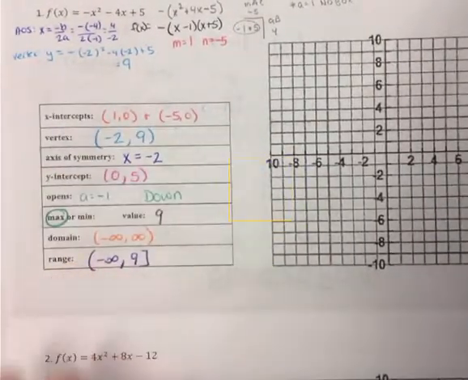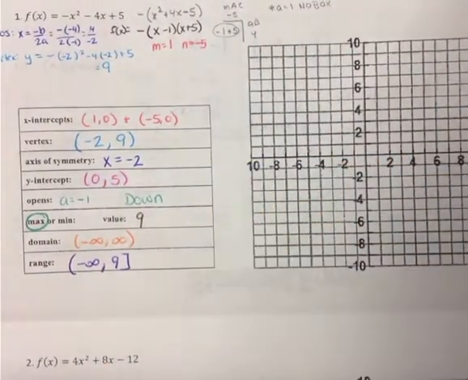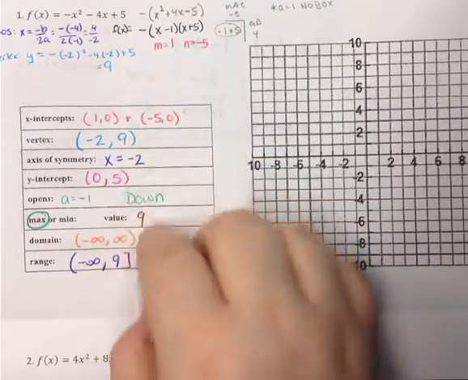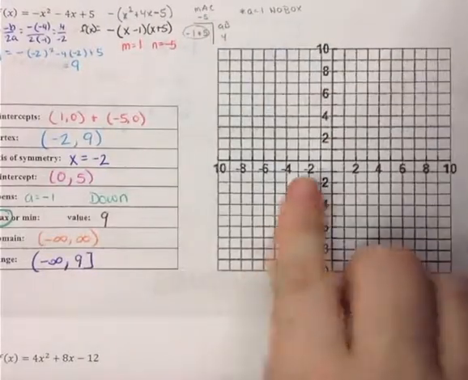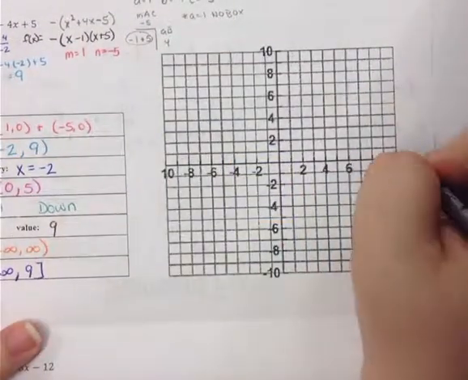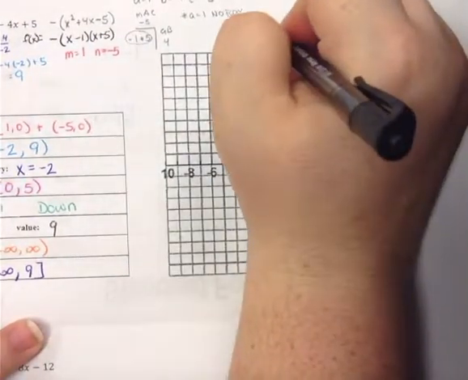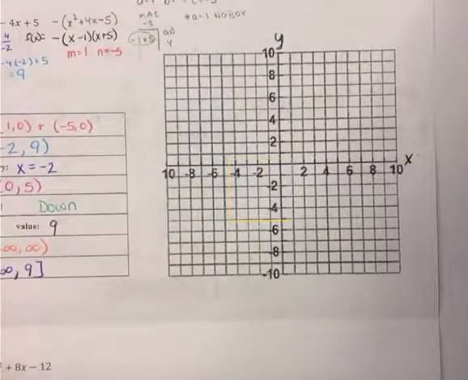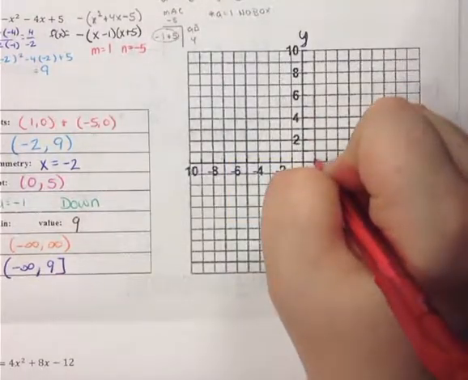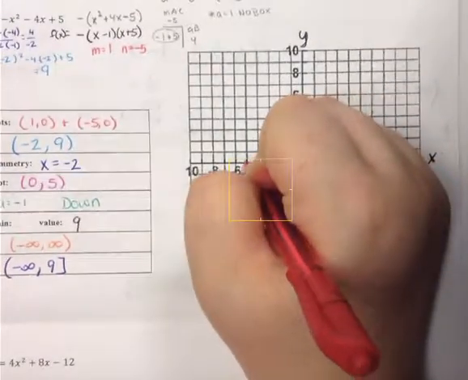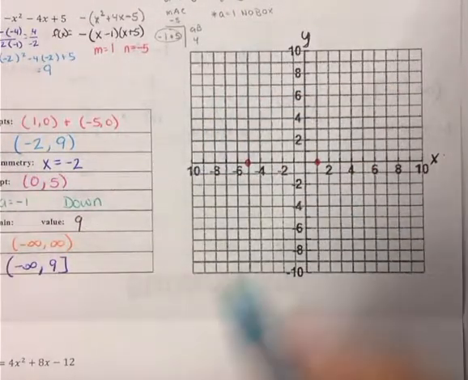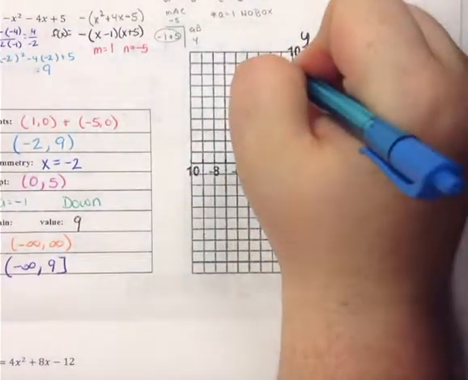Now that we have all of our important information, we can come over here and graph it. Now if we notice our coordinates are all relatively small, so we can still count by ones, and we already have our scale over here. We need to go ahead and put our x and our y. X on the right-hand side, y on the top. Graphing our x-intercepts are at 1, 0, and then negative 5, 0. Our vertex is at negative 2, positive 9.